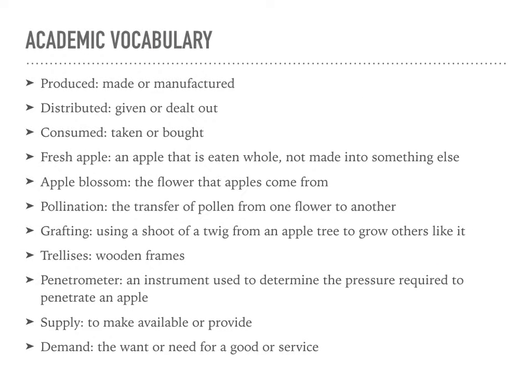My academic vocabulary is: produced, which means made or manufactured; distributed, meaning given or dealt out; consumed, meaning taken or bought; fresh apple, meaning an apple that is eaten whole, not made into something else, such as apple cider or applesauce; apple blossom, which is the flower that apples come from; pollination, which is the transfer of pollen from one flower to another; grafting, which is using a shoot of a twig from an apple tree to grow others like it; trellises, a wooden frame; penetrometer, an instrument used to determine the pressure required to penetrate an apple; supply, which means to make available or provide; and demand, the want or need for a good or service.